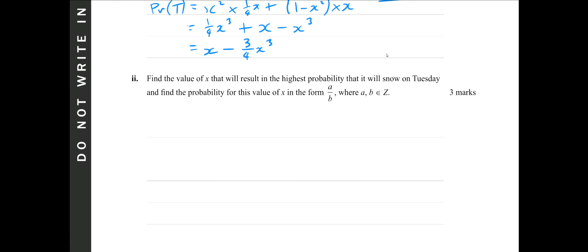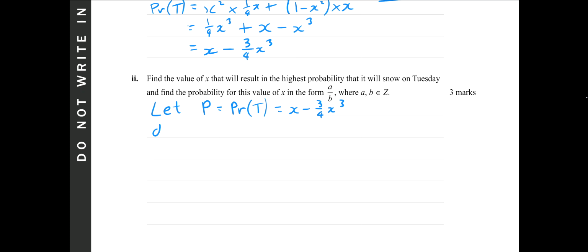Part 2. Find the value of x that will result in the highest probability that it will snow on Tuesday, and find the probability for this value of x in the form a over b. Okay, so what we've got now is this probability of t, and we want that to be maximized. So I'm going to let capital P equal this probability of snow on Tuesday. That will equal x minus 3/4 x cubed. And remember, we want to maximize this quantity.